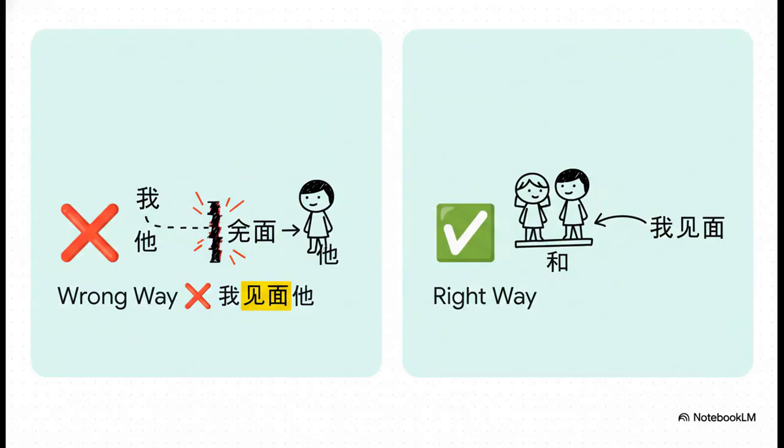So yeah, that first version, 我见面他, is a dead giveaway you're still learning. The natural, correct way to say it is 我和他见面. But the real question is, why? What makes the first one so wrong? Well, the answer is actually a secret that's hiding inside the verb itself.